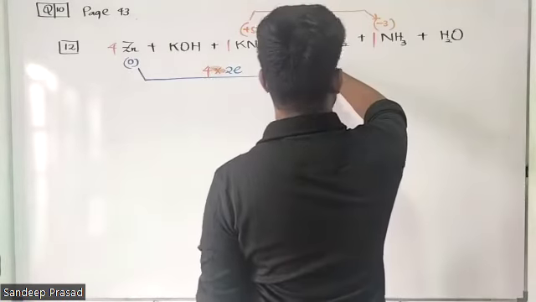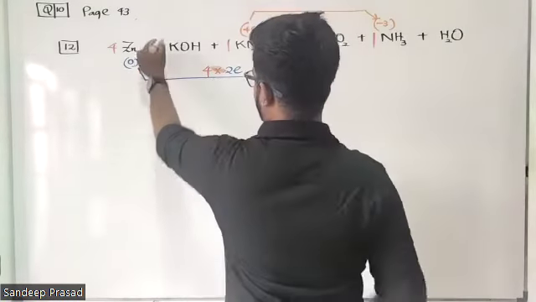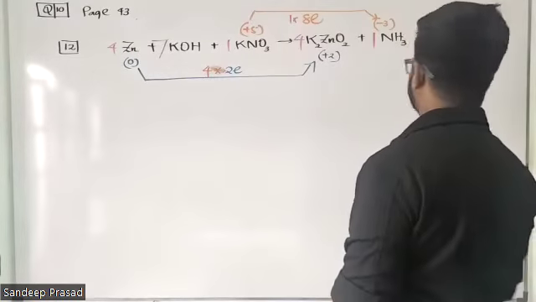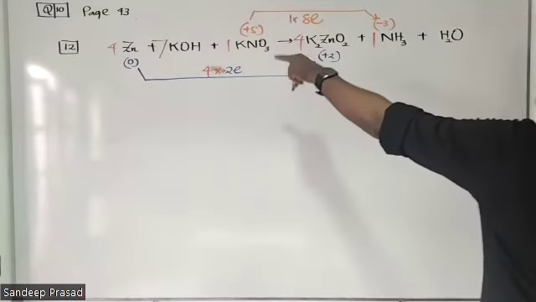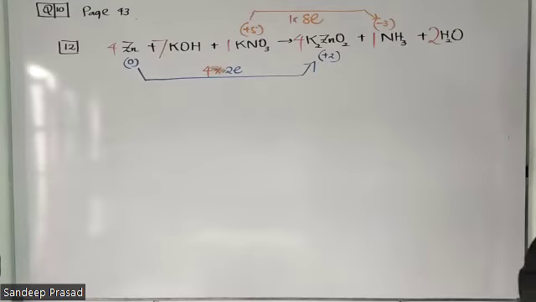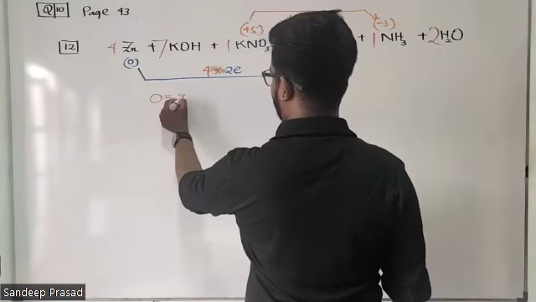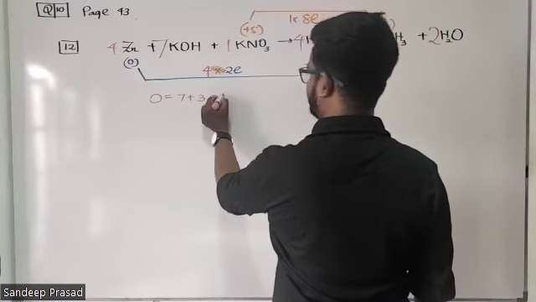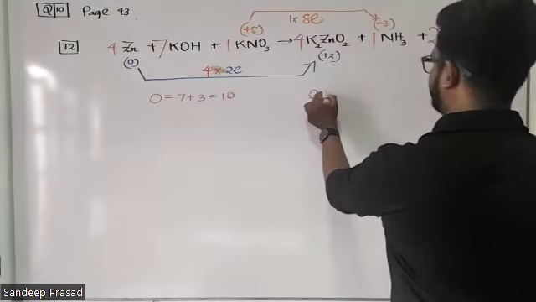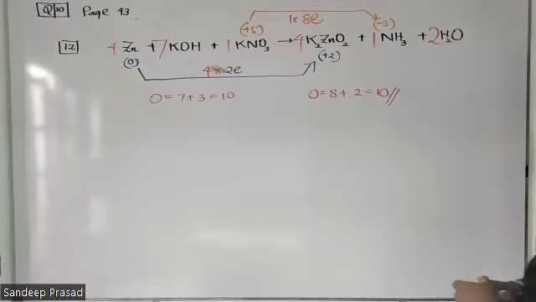There are 8 potassium atoms in the right hand side. Here we have 1, then 7 potassium hydroxide. How many hydrogens are there? 7. We have 3. How do you check whether the reaction is balanced or not? By counting oxygen. 7 plus 3, 10. And here we have 8 plus 2, 10. Yeah, confirmed that the reaction is balanced. So this is the 12th one.